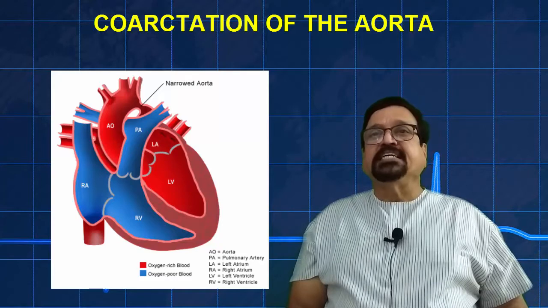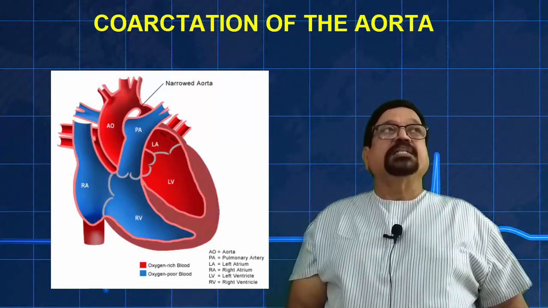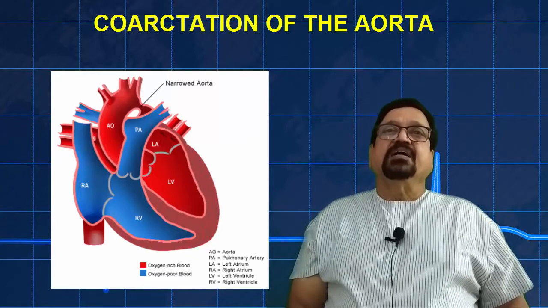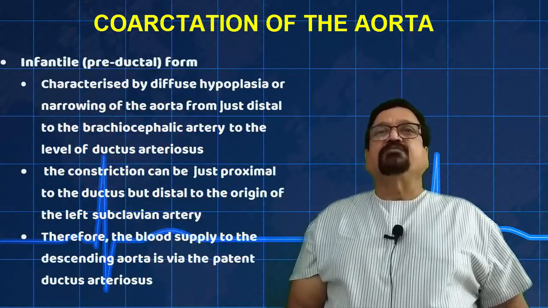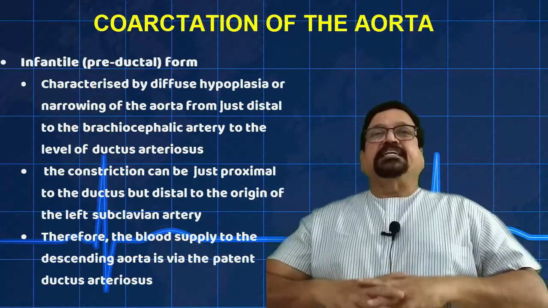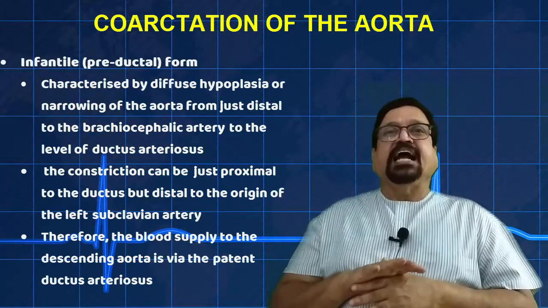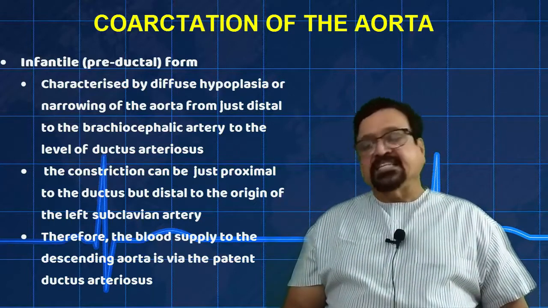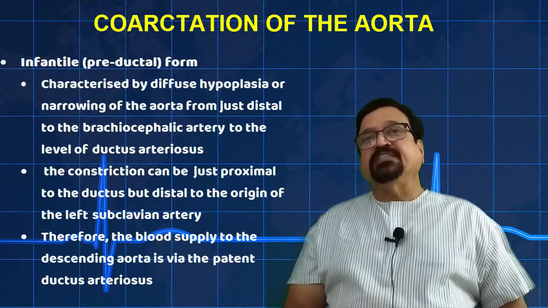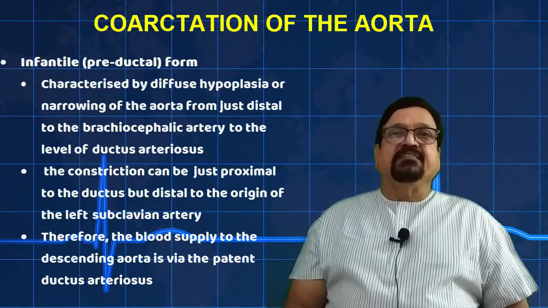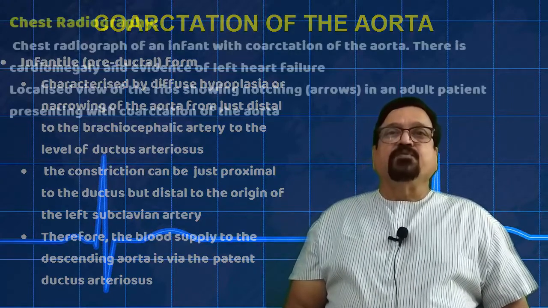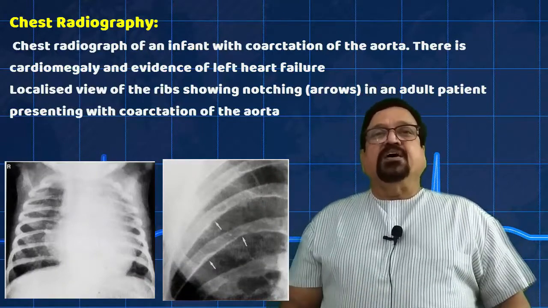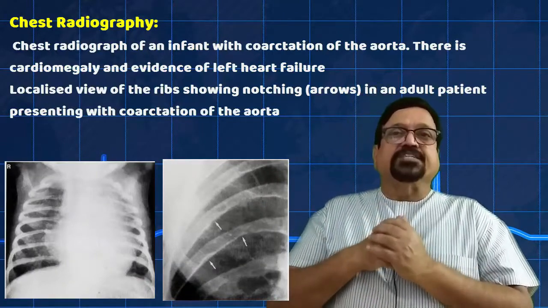So here what happens is ultimately the pressure is transmitted over the aorta and left ventricle. Similarly, the changes we find: the pre-ductal form is more common, characterized by diffuse hypoplasia of the narrowed segment, and there can be a constriction. Constriction or narrowing of these can be seen just before the origin. Now what we are seeing here is a chest radiograph of an infant with coarctation of aorta.